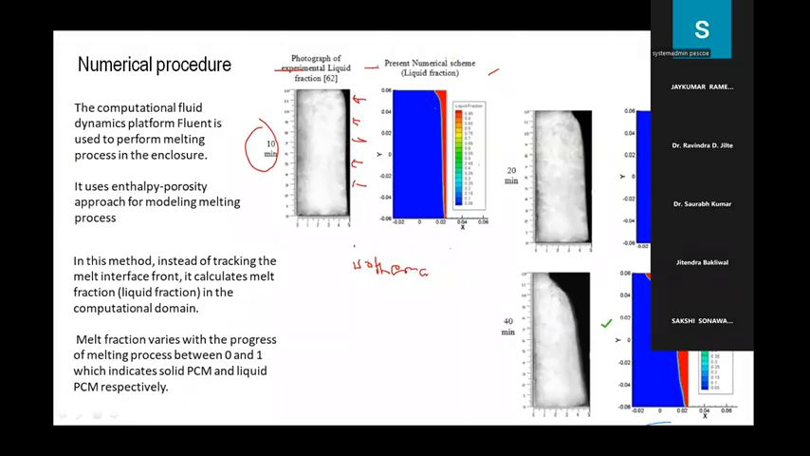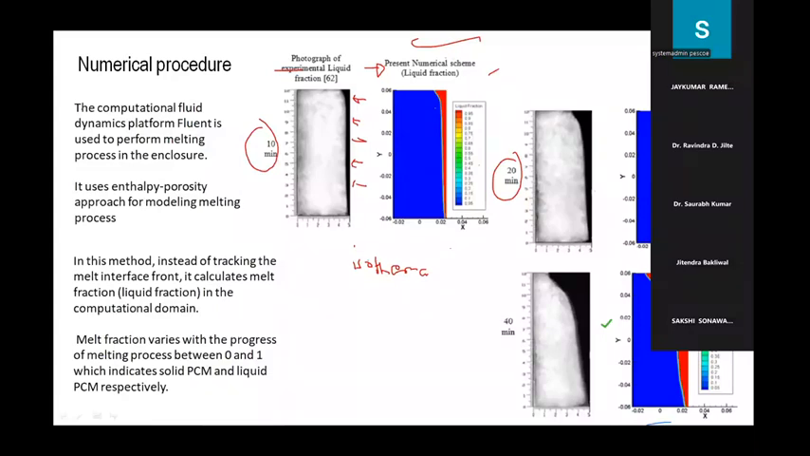The same thing we can also obtain through the simulation. If you look at it, 0.05 means solid is there, and only this much portion has melted. If you compare again after 20 minutes, the melted quantity of the PCM shown in the photograph in black, through the simulation we can also obtain the melted liquid fraction.